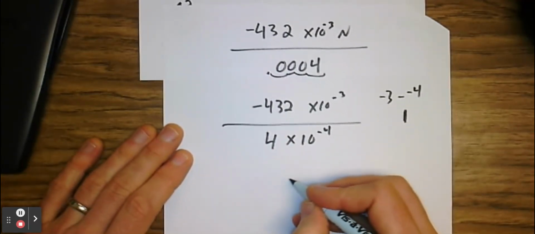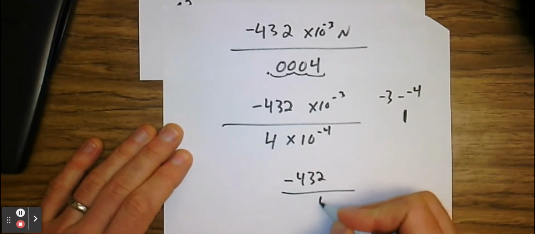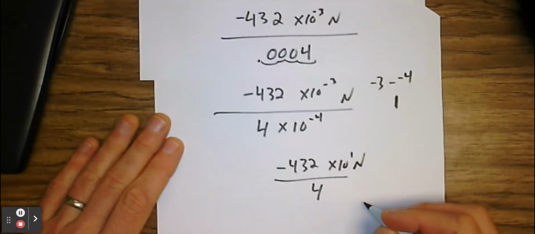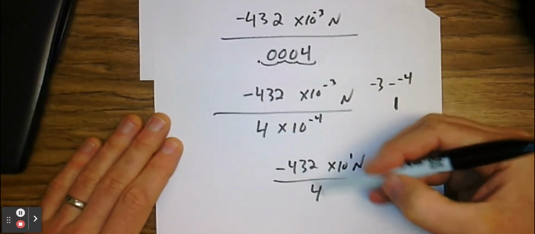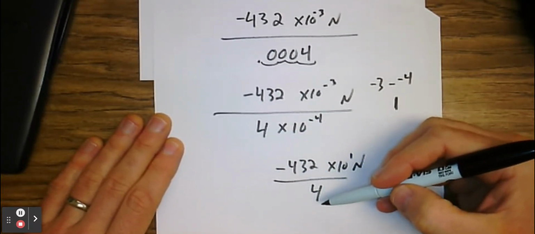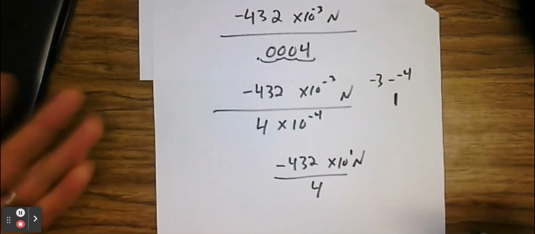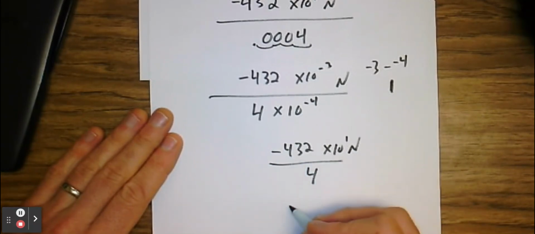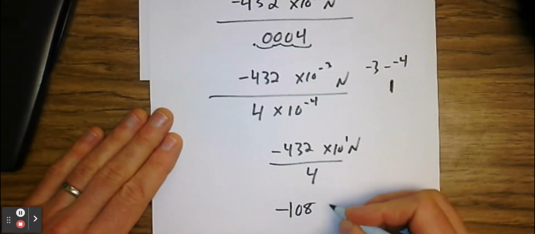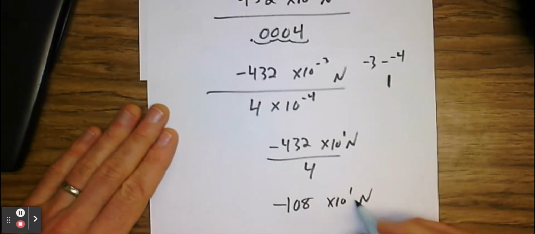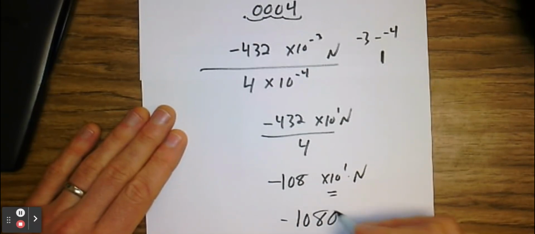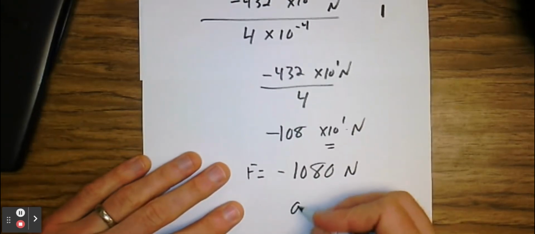So this becomes negative 432 all over 4, times 10 to the 1. Now we divide 432 by 4. How many times does 4 go into 400? It goes in there 100 times. How many times does 4 go into 32? 8 times. So it's negative 108 times 10 to the 1 newtons. This 10 to the 1 is 10, so my answer is negative 1,080 newtons. The negative here means attractive.